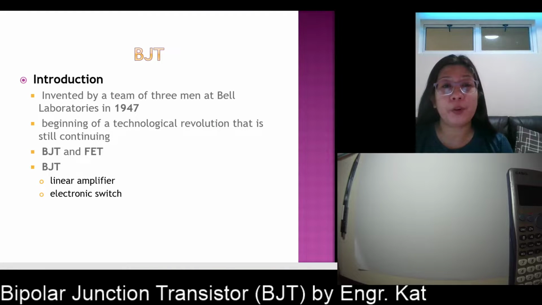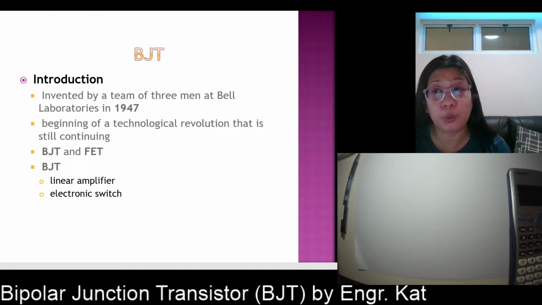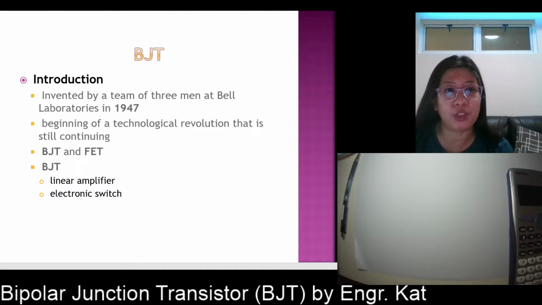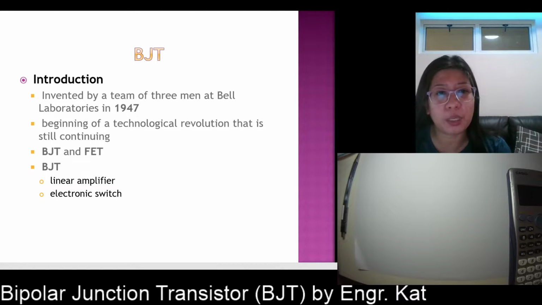So as I've mentioned before, transistors were invented by a group of three men at the Bell Laboratories in 1947. So who are those three men? They were Bardeen, Brattain, and Shockley. The discovery of the transistor was the beginning of a technological revolution that is still continuing. They are still trying to improve what these three men developed in 1947.